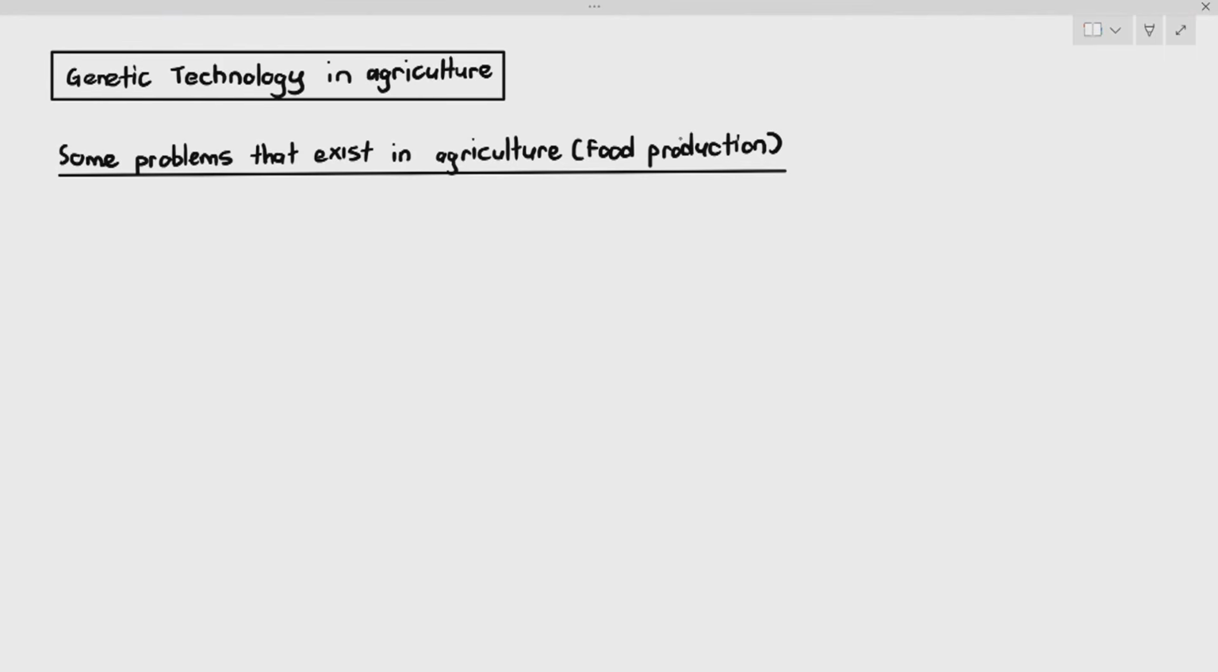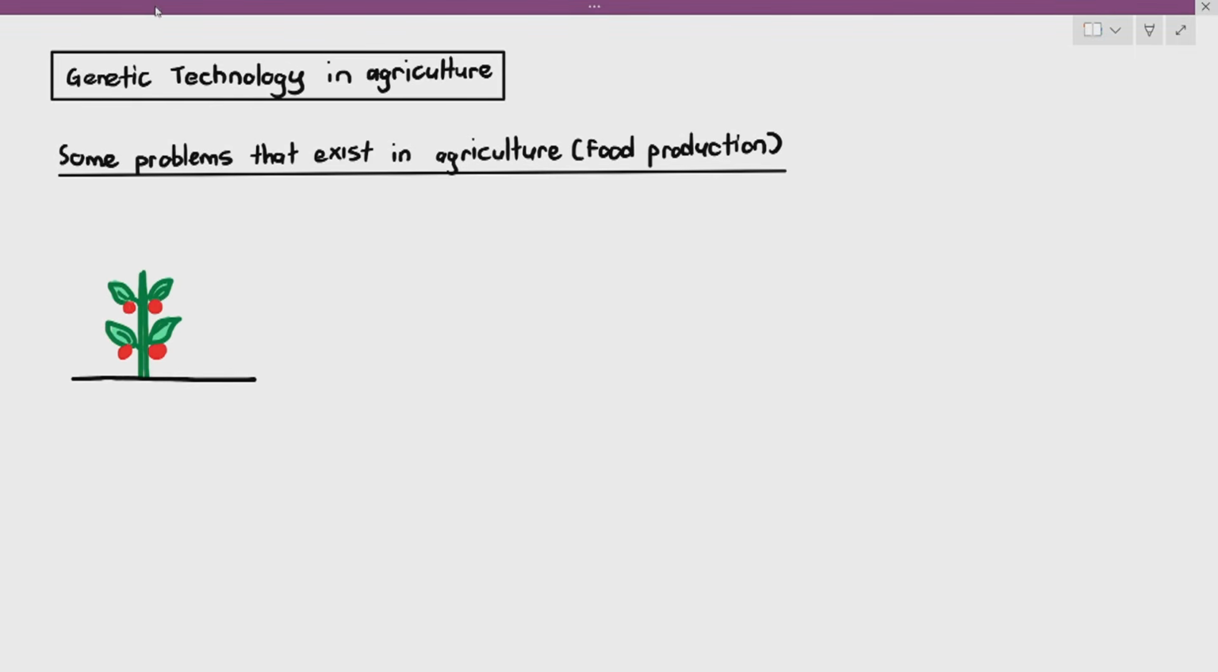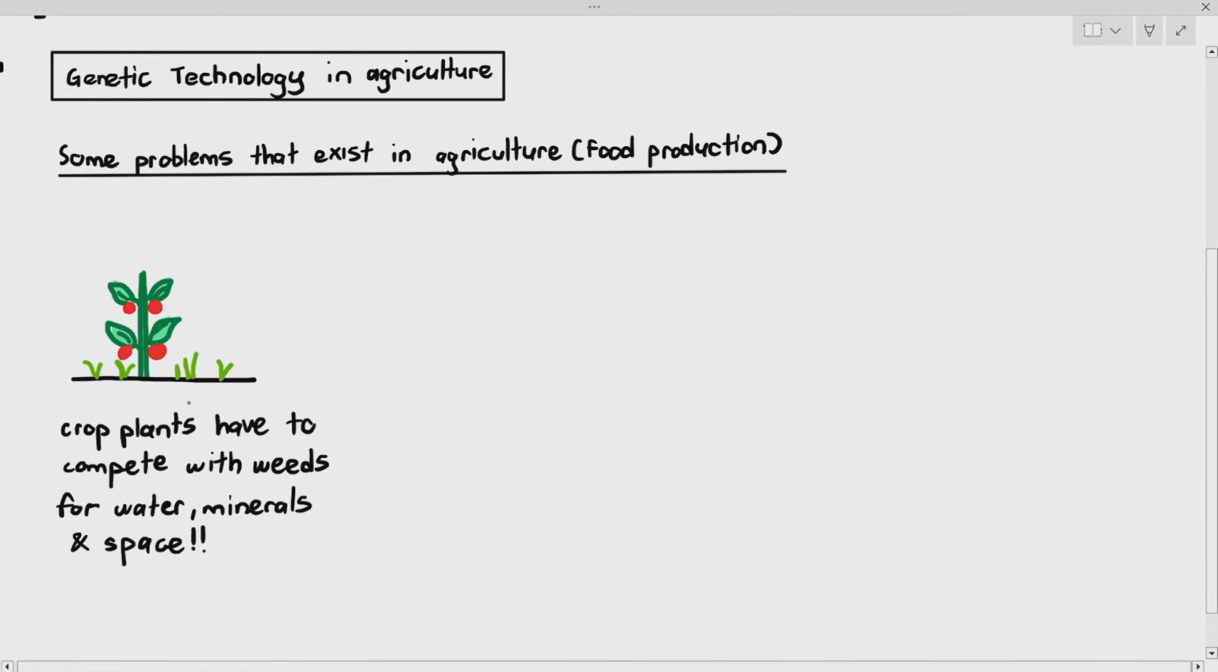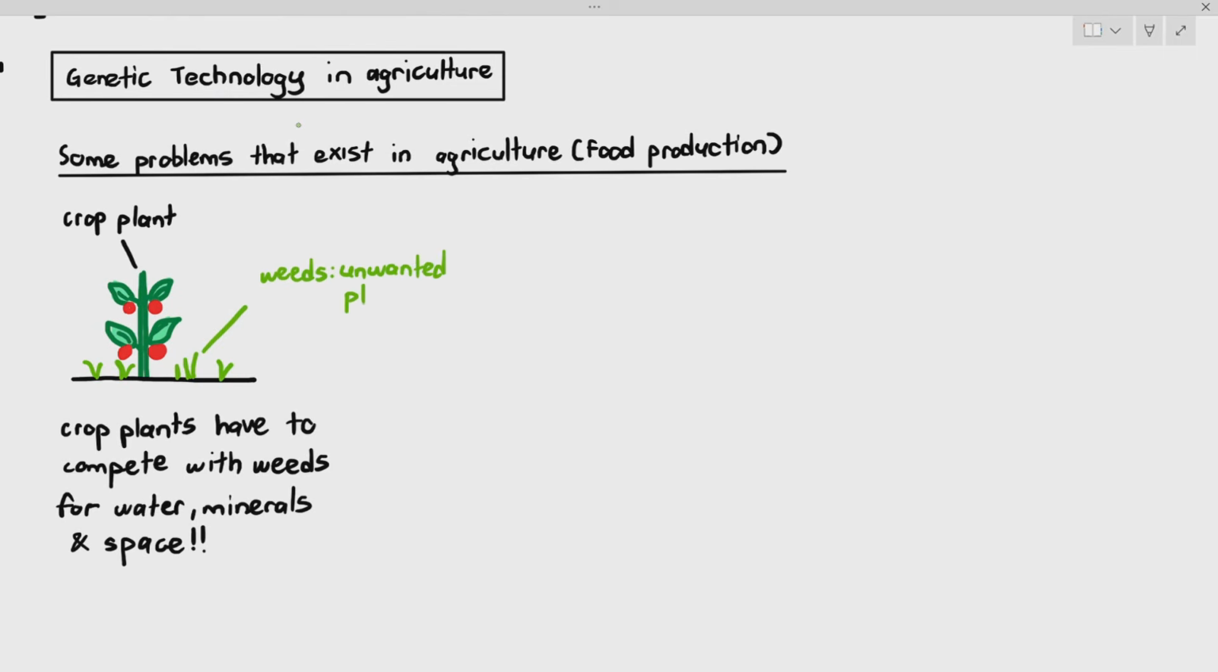One problem that crop plants can face when we are growing particular types of plants, for example, I'm just drawing a tomato plant here. That's not exactly how it looks like, but who cares? The crop plants will have to compete with weeds for water, minerals, and space. So you have your crop plant growing over here, but you also have weeds, which are these unwanted plants that will randomly appear. So the crop plants are not getting the maximum amount of water or minerals due to the presence of other species which we do not want existing.